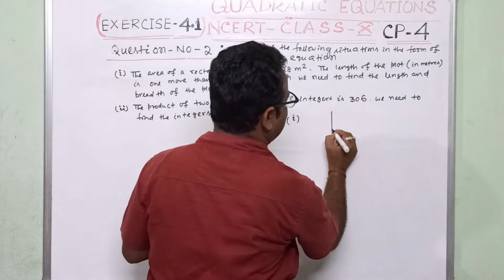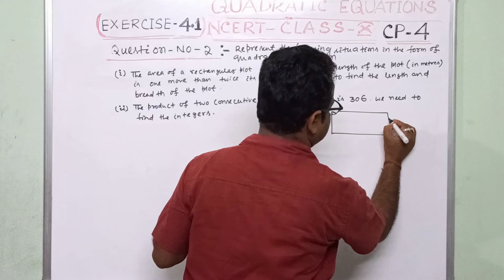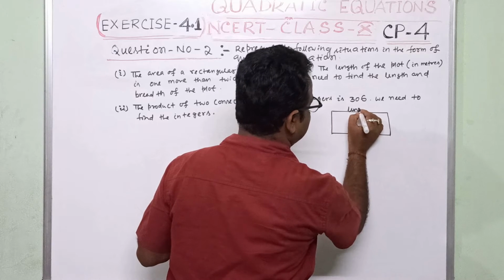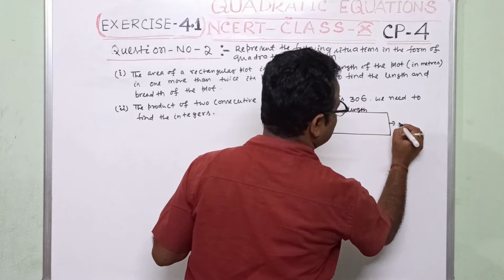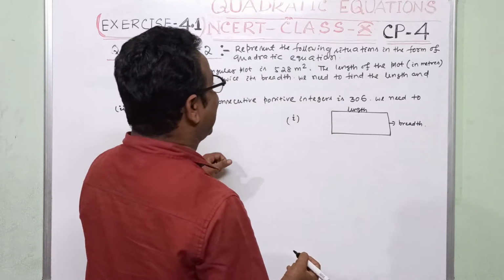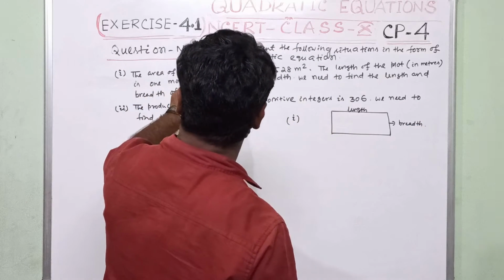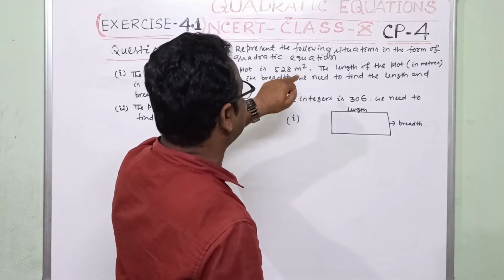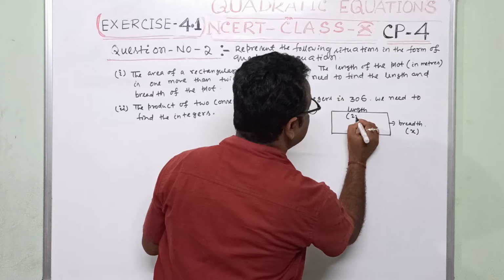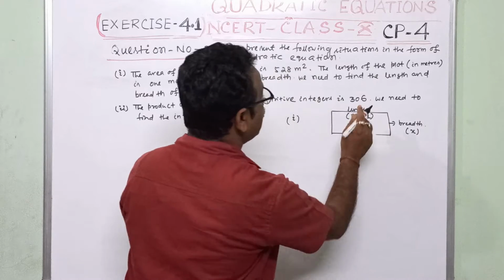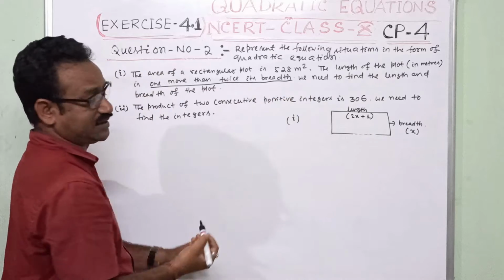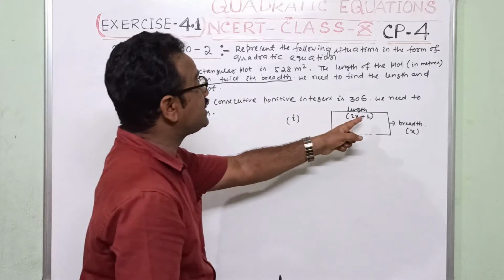Given the rectangular plot, let's say this is the rectangular plot. I'll say this is my length, this is my breadth. Now given, length of the plot in meters is 1 more than twice its breadth. So breadth is equal to x. The length will be 2x plus 1, because 1 more than twice its breadth.